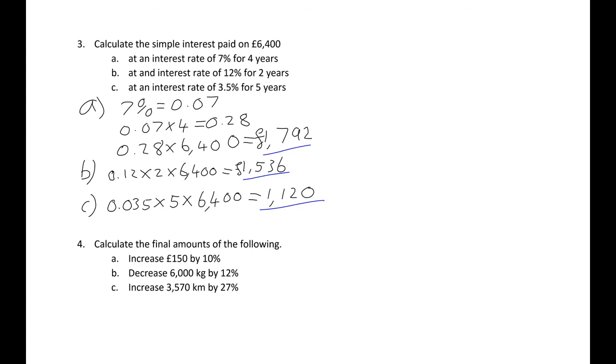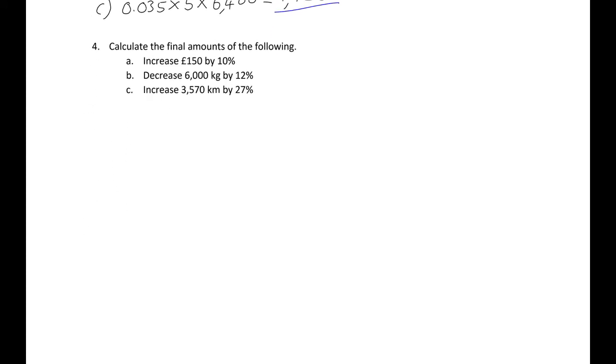Question 4. We want to find out the final amounts. So that means the original and this additional amount, or the original minus the additional. So what we've got is we've got an increase. We've got to increase £150 by 10%. Okay. Now there are two methods we could do this. You could work out 10% of 150, right, which should be 15, and add it on, 165.